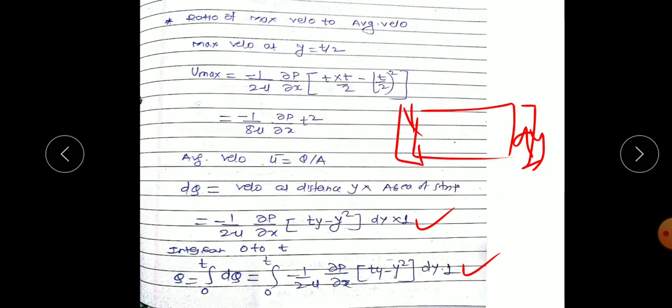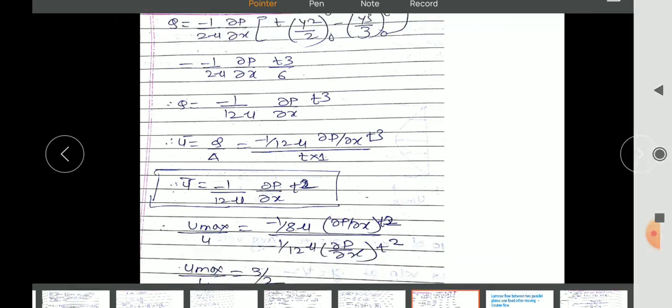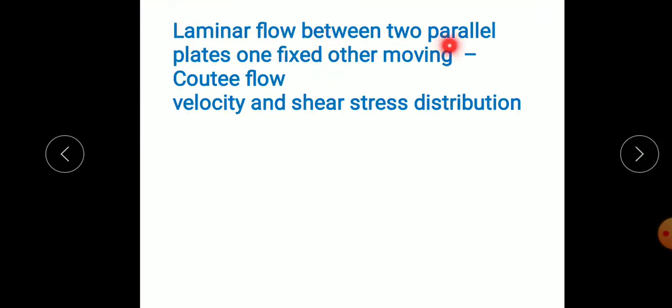Now the next type we have to consider is laminar flow between two parallel plates, where one is fixed and the other is moving. In the previous case both plates were fixed. In certain applications the object is moving with a certain velocity, so one plate is fixed and the other plate is moving. This type of flow is called Couette flow. Again we have to obtain the velocity and shear stress distribution.